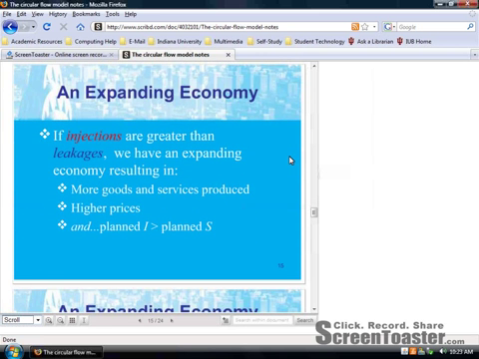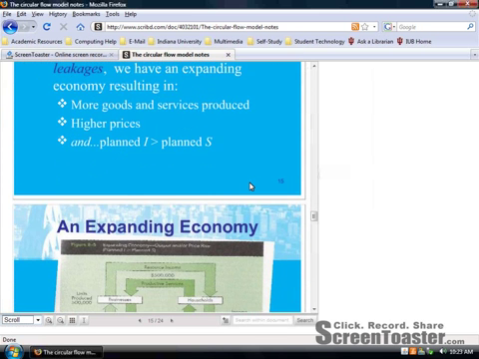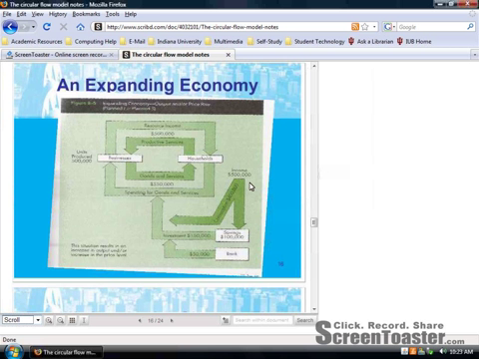Next, we have an expanding economy. If injections are greater than leakages, we have an expanding economy resulting in more goods and services produced, higher prices, and planned I is greater than planned S. And a picture of what an expanding economy would look like.